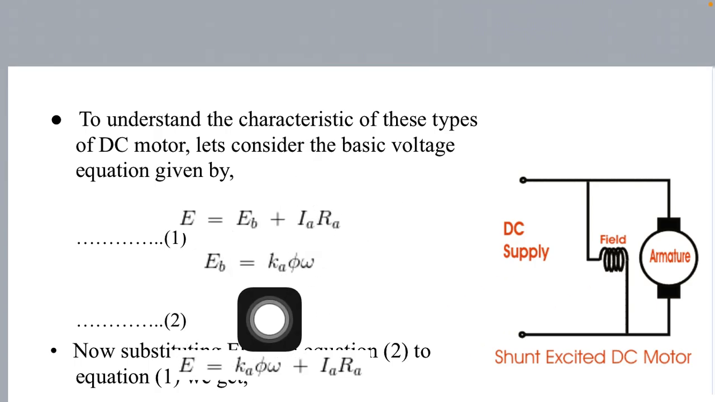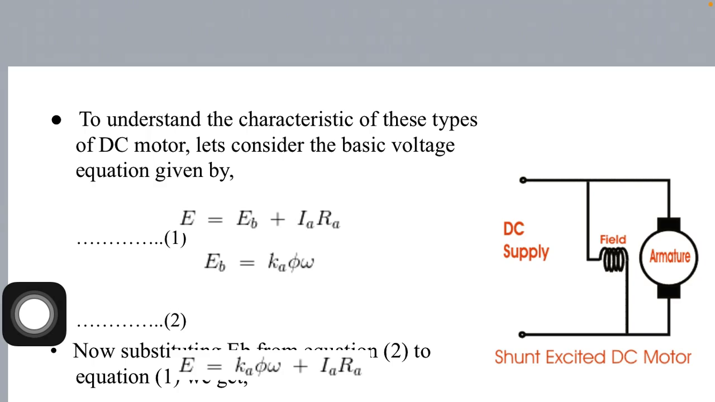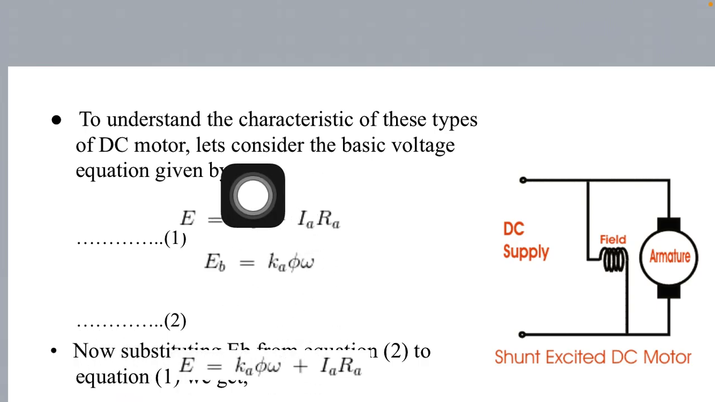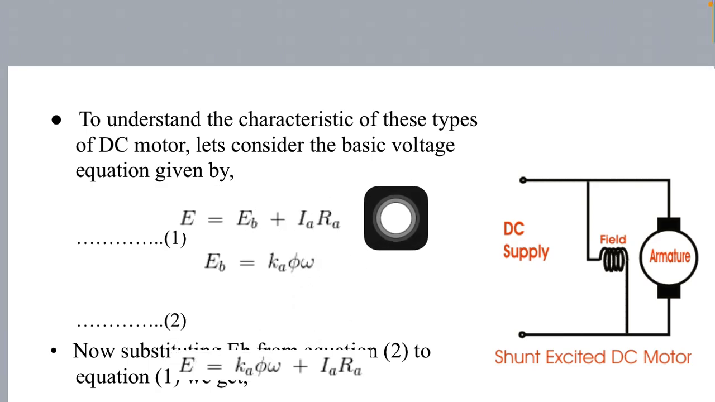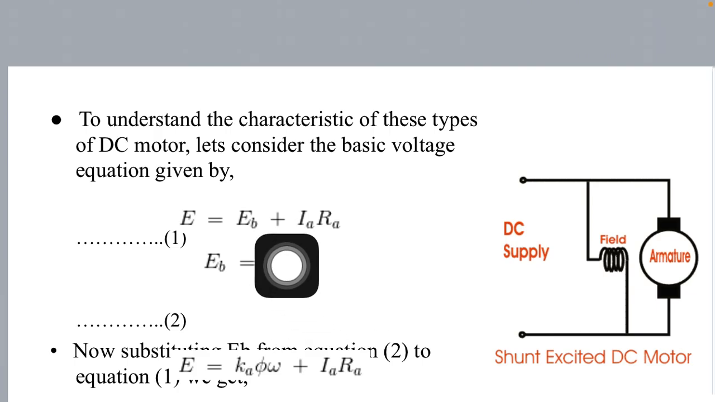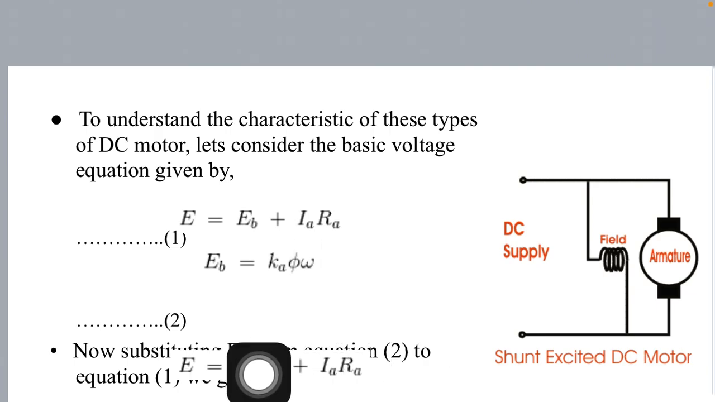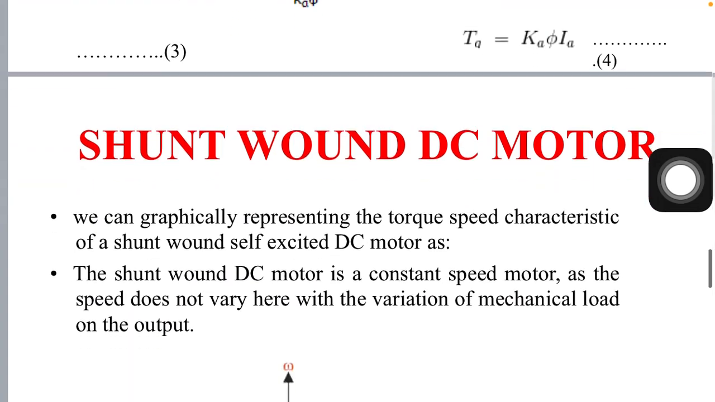But EB is equal to K into phi into omega. We already discussed all these terms in the torque equations as well as the back EMF equation of the DC motor. So I replace EB with this. What is the final equation? V is equal to K into phi into omega plus IA RA. Here it is denoted as equation number 2.